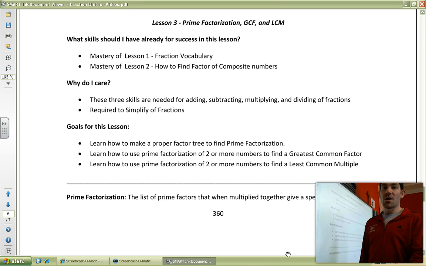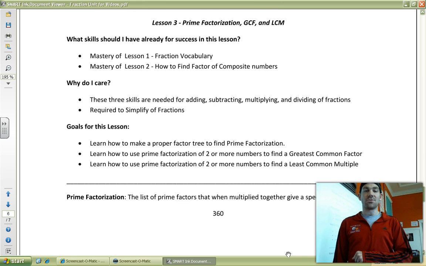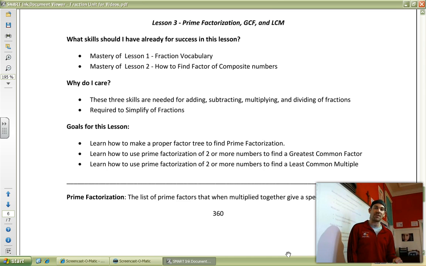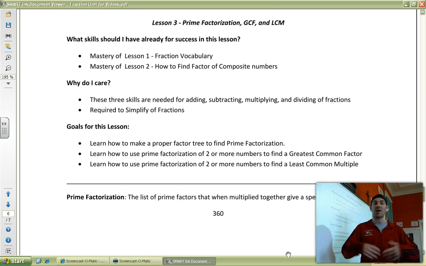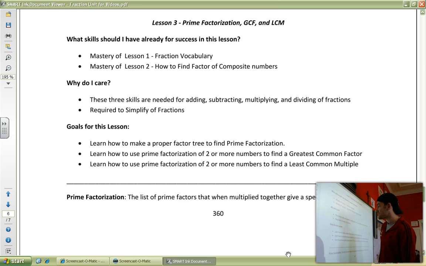Exactly. Very good. Our goals for this lesson: we're going to learn how to make proper factor trees in order to find prime factorization. Then we're going to use that prime factorization in order to find greatest common factors and least common multiples of 2, 3, or however many numbers your teacher asks you to find them for. So here we go. Let's start it off.